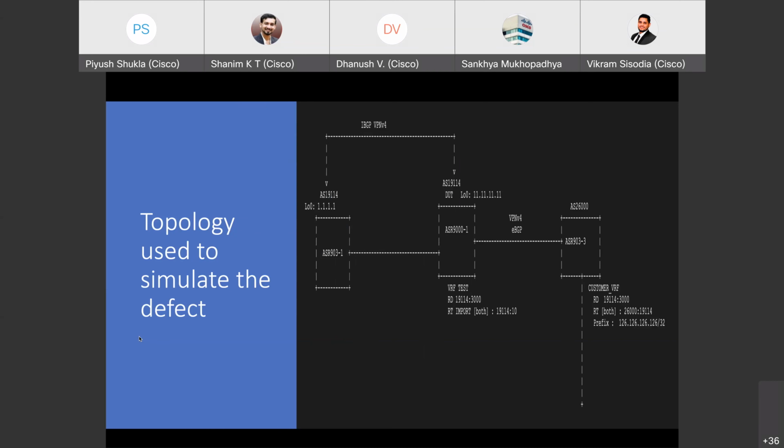So for all the NLRIs, all the routes from the external AS, they couldn't reach those prefixes. Any questions up to this point? You can just unmute and go ahead.